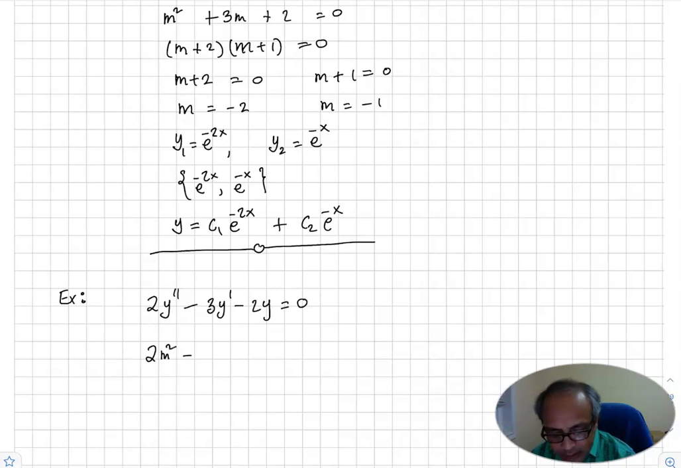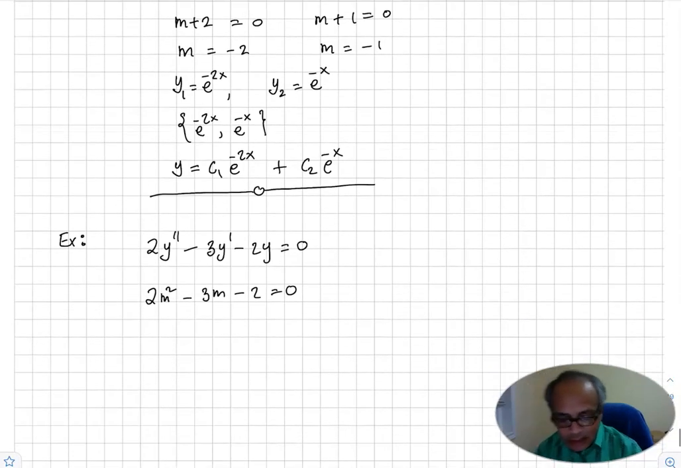2m squared plus 3m minus 2 equals 0. This is my characteristic polynomial for this differential equation, and you can now use the quadratic formula. You can factor it out if you want, but maybe for this one using the quadratic formula is not too bad.